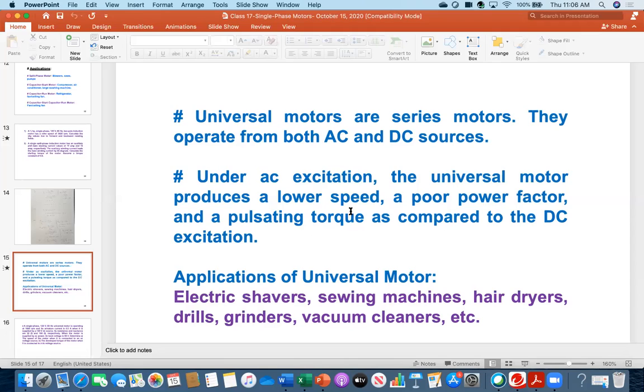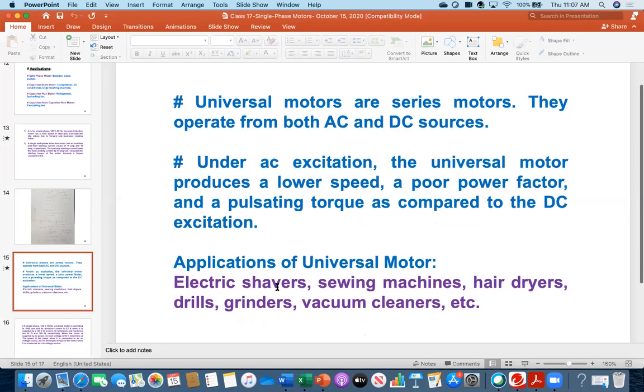And then I will explain in the next class how you are getting the low speed. So it looks like the motor will work on both power sources, but there is a difference in terms of their performances. So we'll be discussing that, and then these are the applications: electric shavers, sewing machines, hair dryers, drills, grinders, vacuum cleaners, etc. These are the applications.